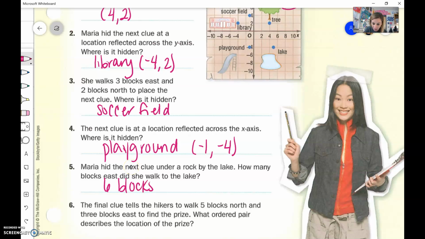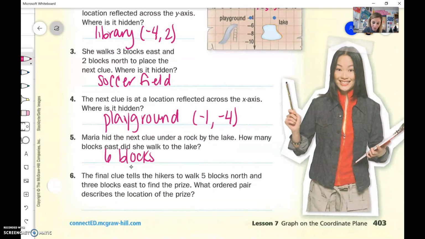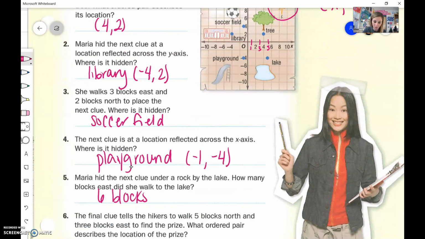Remember, because each of these, there's 1, 3, 5, okay? So you have to remember that it was marked up by 2's on that one. All right? The final clue tells the hikers to walk 5 blocks north and 3 blocks east to find the prize. Right, so what ordered pair describes that location?